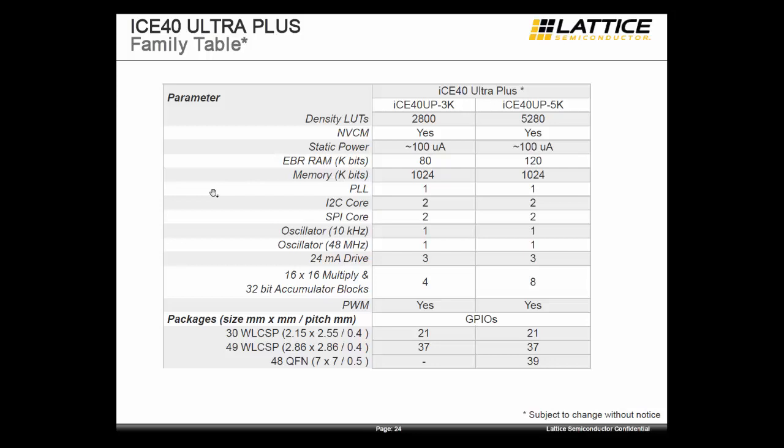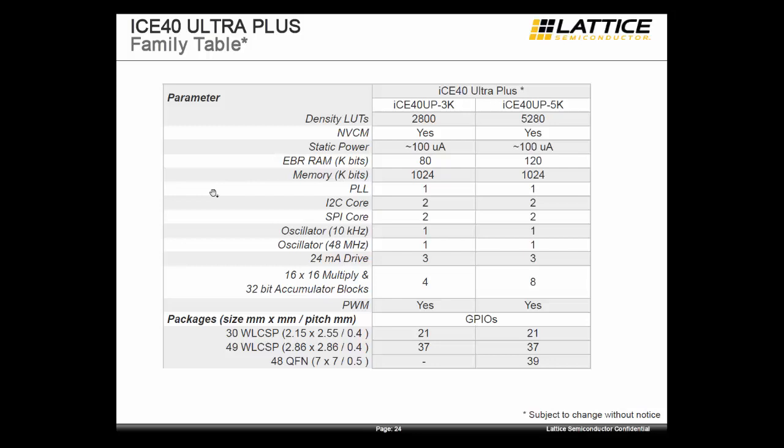Both devices do contain some block RAM. In the case of 3K, 80K bits of block RAM. In the case of 5K, 120K bits of block RAM. Some additional memory bits are available, as mentioned before, called the SRAM, and that goes up to 1 megabit. There is 1 PLL per device. Remember, there are 2 I2C and 2 SPI cores, a 10 kilohertz and a 48 megahertz oscillator, and 3 24 milliamp drive RGB pins for RGB LED functionality.